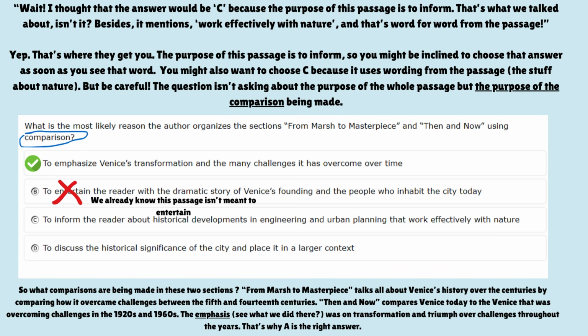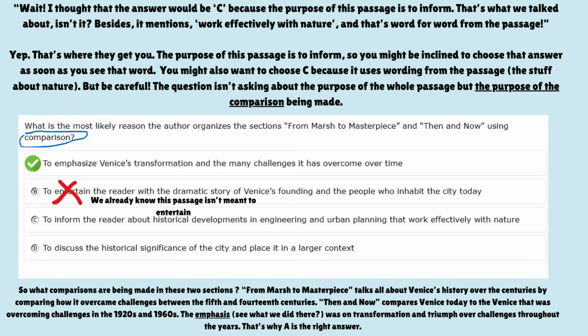But be careful, because the question isn't asking about the whole passage. It's asking about the purpose of the comparison being made in those two sections. And that's why it's so important to understand, what is the question asking? Is it asking you to focus on the whole passage? Or is it asking you to focus on a specific part of the passage?